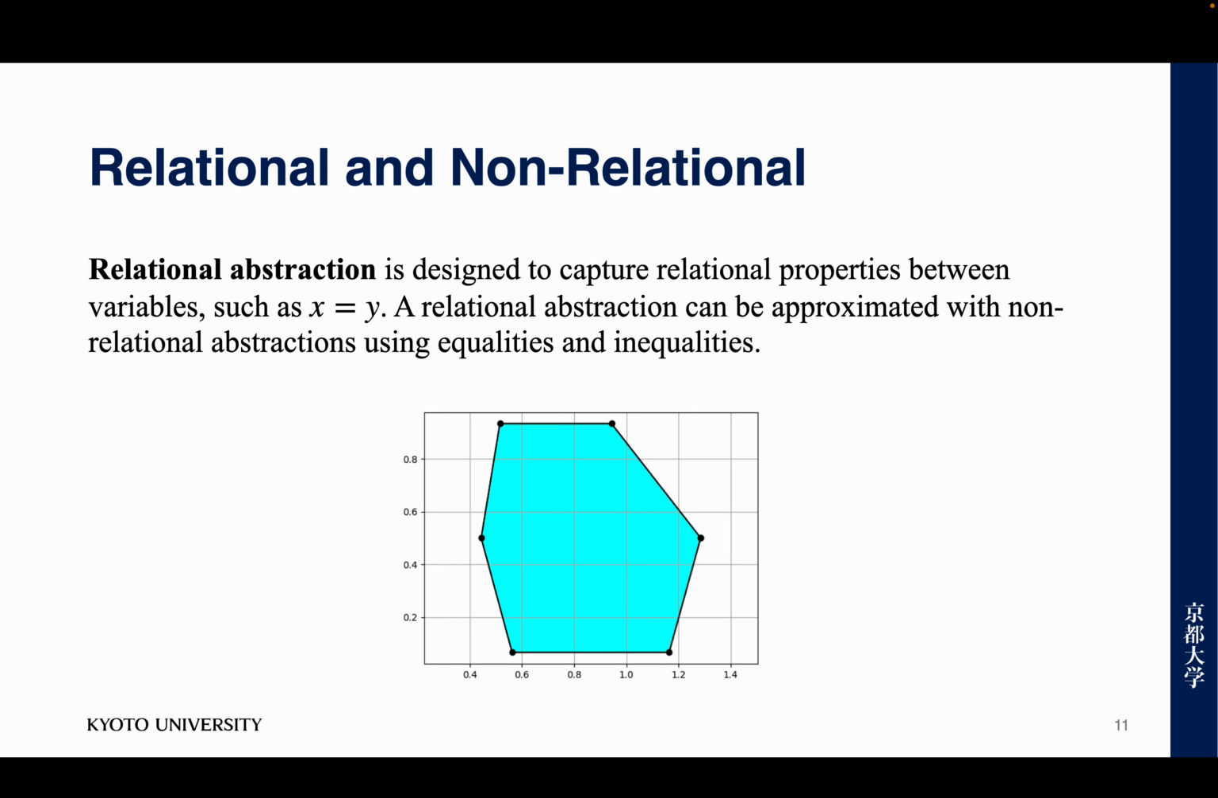In addition, relational abstraction is designed to capture relational properties such as x equal to y or x smaller than y. So naturally, a set of equalities and inequalities can be used to represent such relations. Together with non-relational abstraction, we can extend them from simple intervals, which is signs, to more complicated geometric structures such as polyhedra. But again, it implies more computational effort.